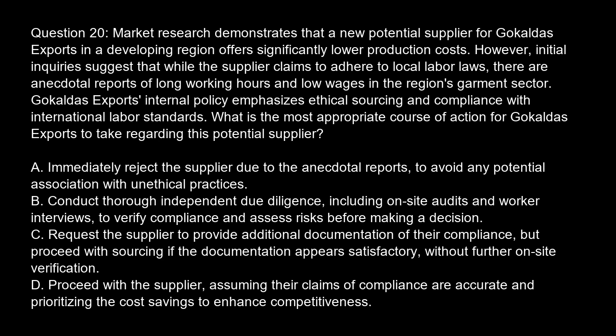Option A. Immediately reject the supplier due to the anecdotal reports to avoid any potential association with unethical practices. Option B. Conduct thorough independent due diligence, including on-site audits and worker interviews, to verify compliance and assess risks before making a decision. Option C. Request the supplier to provide additional documentation of their compliance, but proceed with sourcing if the documentation appears satisfactory, without further on-site verification. Option D. Proceed with the supplier, assuming their claims of compliance are accurate and prioritizing the cost savings to enhance competitiveness.